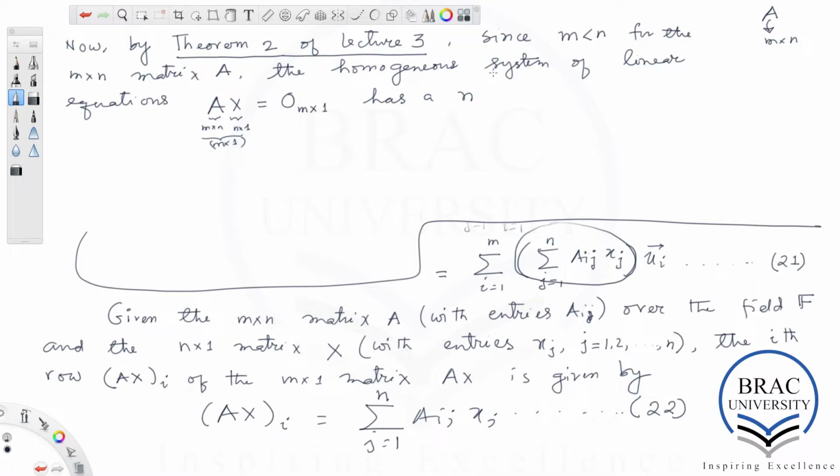I suggest that you go back to Lecture 3 and consult Theorem 2 there. This system has a non-trivial solution. We know that the trivial solution is always a solution for a homogeneous system of linear equations. The question remains if it has a non-trivial solution, but it's guaranteed if, for the m times n matrix A, m is less than n, that there is a non-trivial solution.